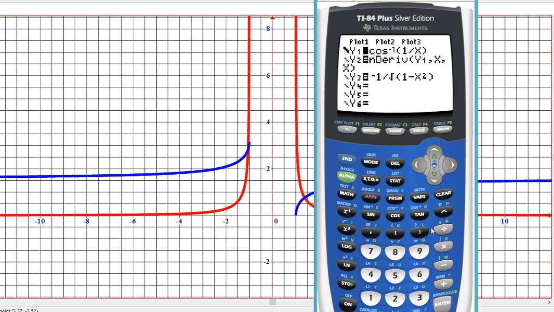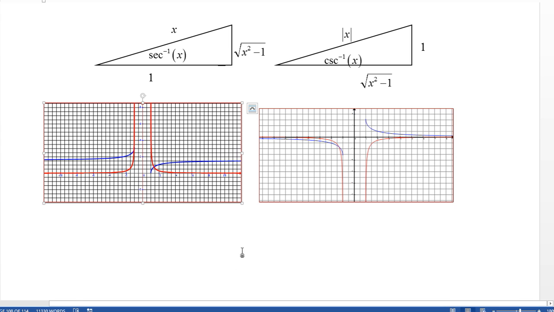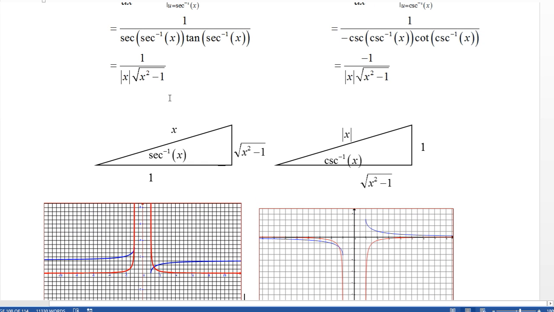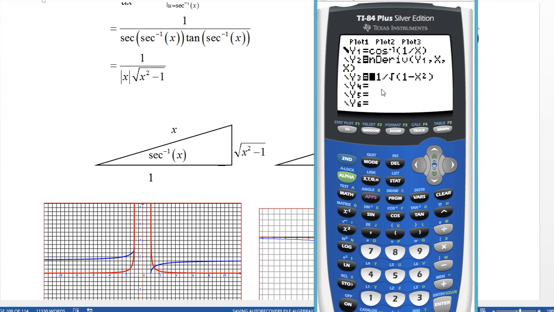And the numerical derivative. Our answer for our derivative was 1 over the absolute value of x times the square root of x squared minus 1. Whoops, need to start parentheses around the denominator. Parentheses, absolute value of x times square root of x squared minus 1, close parentheses. The square root, close parentheses of the denominator.